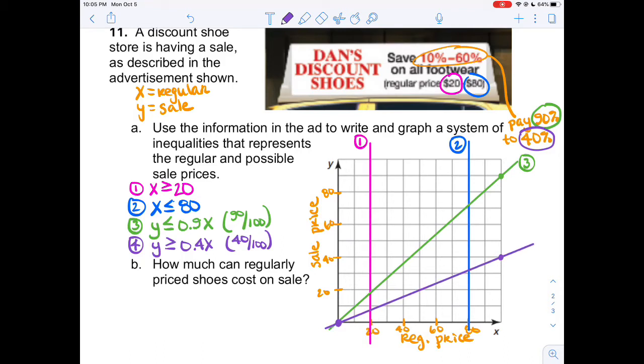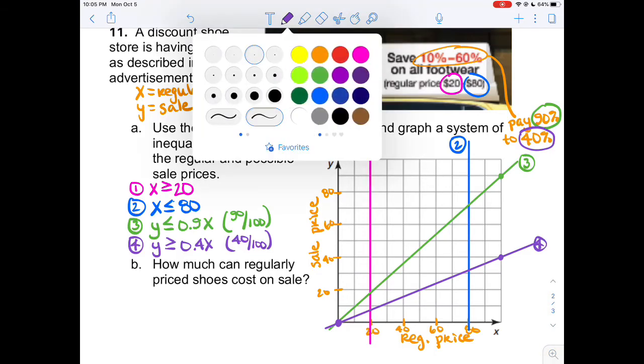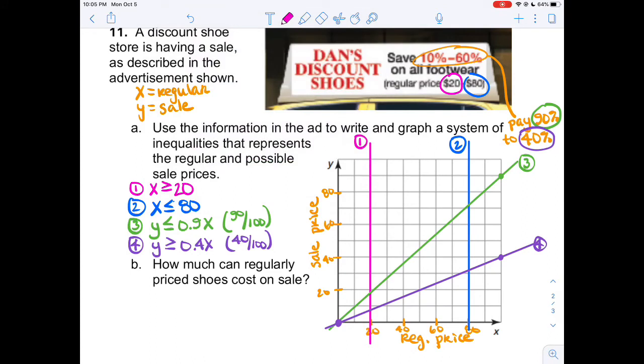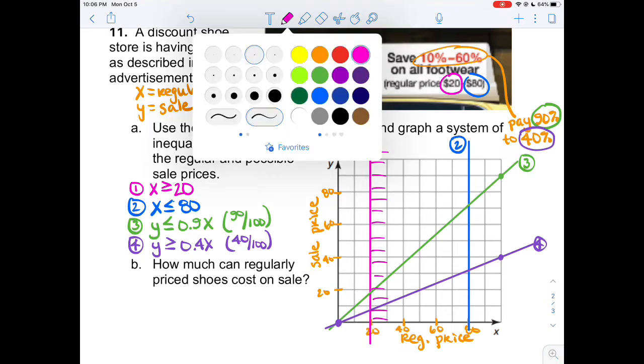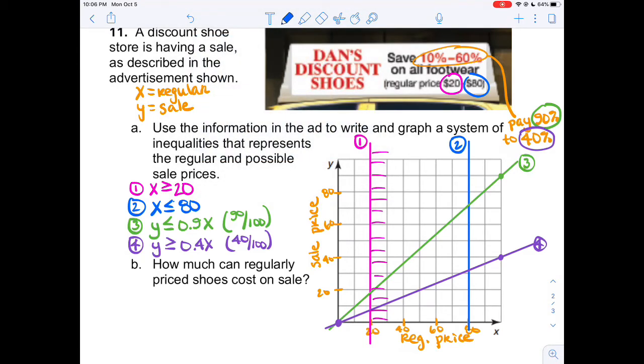Now the one thing that I haven't done yet is shade. So let's go ahead and go back and shade these. And do the hatching first, really, before we shade. So I know that X is greater than or equal to 20. That's going to be shading or hatching to the right because those are the bigger numbers. I know that it's less than or equal to 80. So that's going to go to the left where the smaller numbers are. So notice that I've already boxed myself in between $20 and $80.